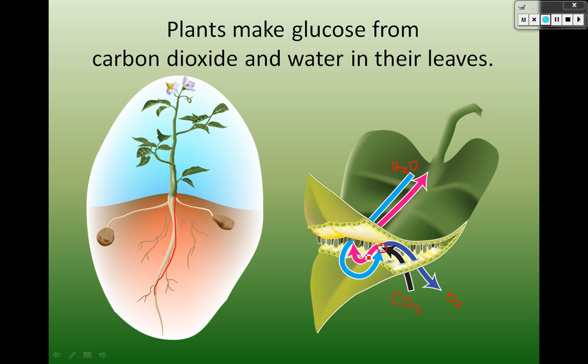Then the glucose travels out, travels through the veins to the rest of the plant. So this pink one is glucose. And again, in case you need a little animation in your life, there it is. Ooh, look at those molecules go.